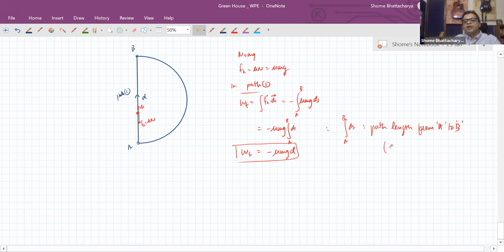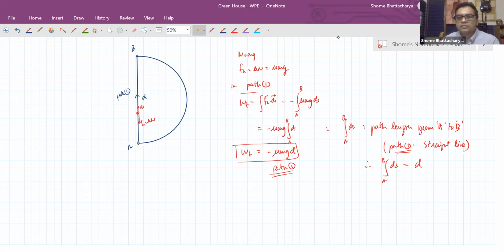Okay. But for path 1, that is a straight line. So therefore, this integration from A to B by path 1 will be nothing but d. So that is the work done in path 1 is this much. Now note this down, then we'll come to the second path.